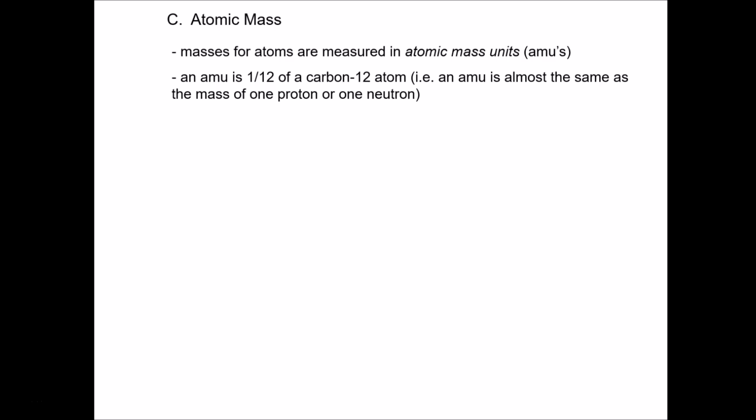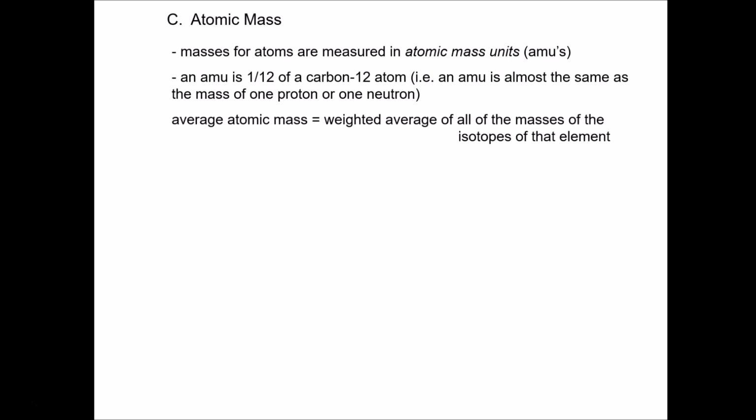So instead of having to think about protons and neutrons in terms of grams or kilograms or something crazy like that, we just think of them in terms of AMUs. So one proton is basically one AMU. One neutron is about one AMU. Okay? It's not exactly one AMU, but it's close enough.